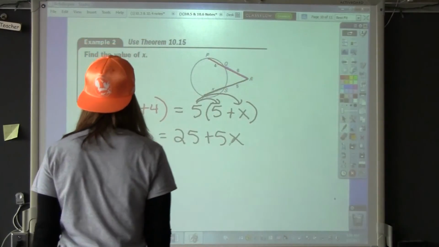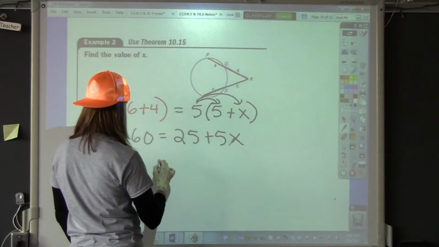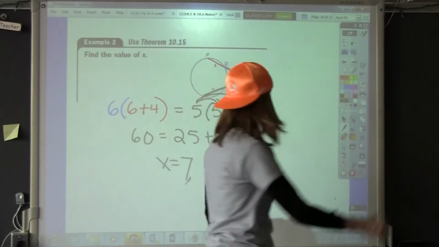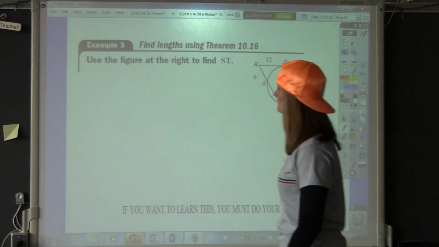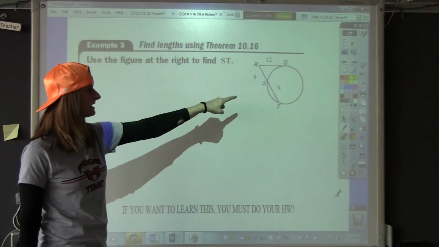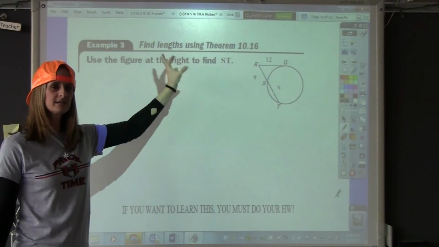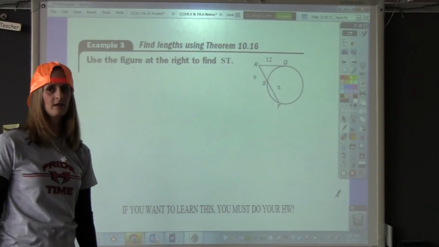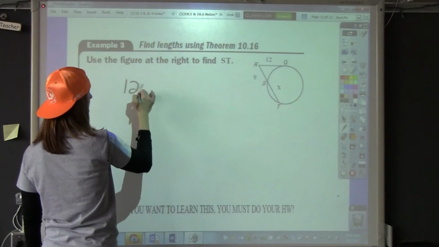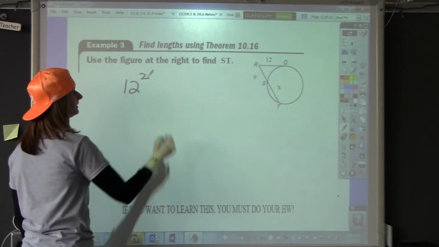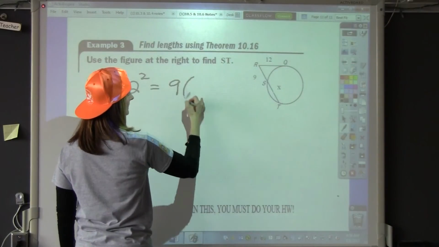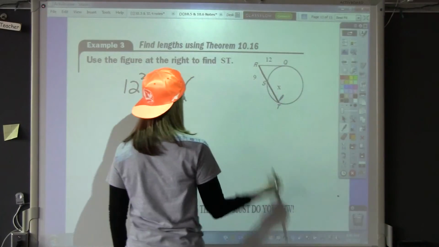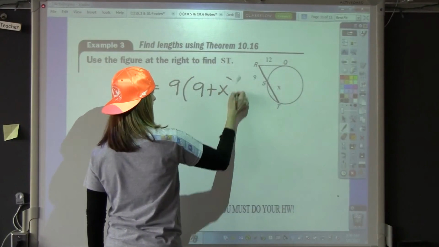Yes. Okay. All right. So x equals 7. Find the value of x. You found the value of x. Okay. How do we set this one up? You do external times entire length equals external times entire length. External times entire length equals external times what's the entire length of 9 plus x. Okay, go.